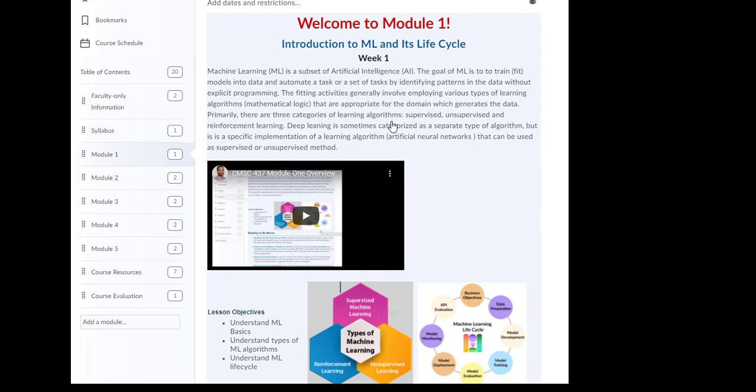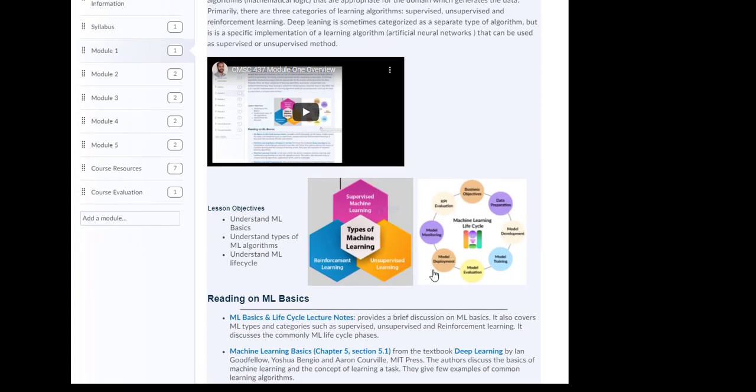You will find the details of the module on the course page, on the Module 1 content page. The first lesson objective is understanding ML basics. Machine learning is a type of artificial intelligence, and it has its own programming paradigm, which is different from typical application development, which involves explicit programming. We will cover the underlying principle and logic used in machine learning.